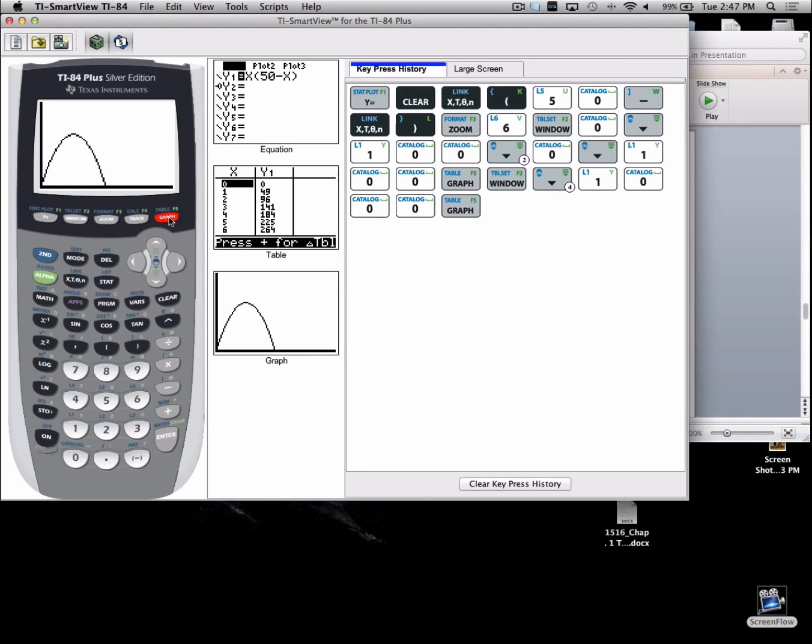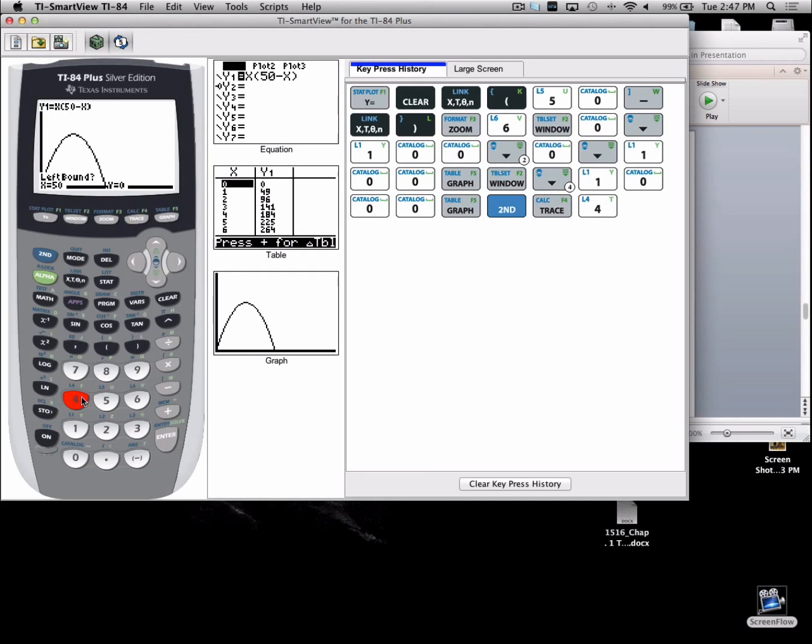If you hit the calc button, which is above trace, second, trace, which one do you think you're going to pick? Maximum, number 4. Now, this is where you need to understand how the calculator works. The calculator needs you to zero in on what you're talking about. What part of the graph do you want to find a maximum for? Our max is right up there. We have to go to the left of that max and hit enter.